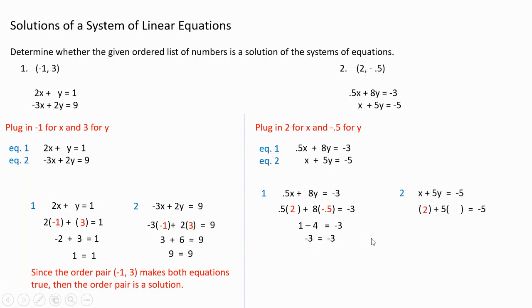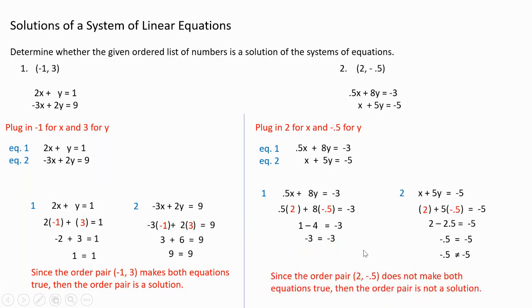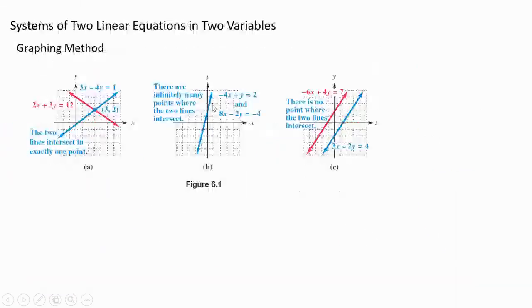Since this is true, we continue to plug it into equation number 2. Again, we plug in 2 for x and -0.5 for y. This gives us -0.5 equals -5, which is not true, right? That means the ordered pair (2, -0.5) does not make both equations true, so the ordered pair is not a solution. So this one's yes, and this one's no. That's how you can check your answers when you solve them by graphing, by substitution, or by the elimination method. Now let's see how the graphs look when there is one solution.